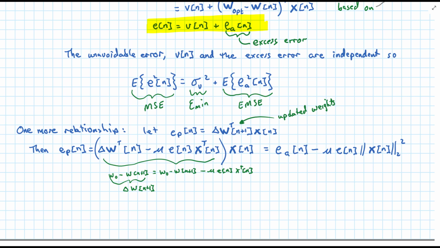Okay, so now the next page of notes, we're going to start to wander into just a lot of algebra. And to facilitate this, we're going to define another term. We have our excess error. We're going to define another error, and this other error is defined in the same way as our excess error, but it's based on an updated weight.